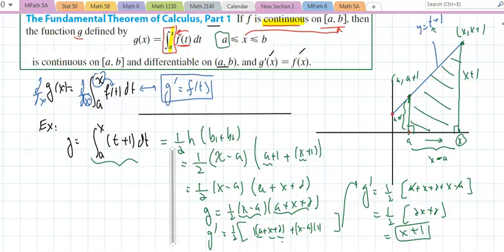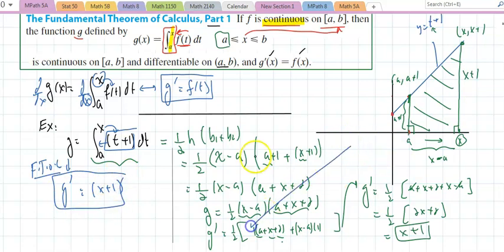Well, watch. What happens if I apply the fundamental theorem of calculus? What if I take g prime, as long as this is continuous, and t plus 1 is continuous everywhere, this is simply plugging that in. Isn't that x plus 1? And why go through all of that pain? Look at that answer and look at that answer. So the integral could find the area under the curve if f of x is positive. If I take a derivative, this will undo the integral. That's kind of what it's saying.